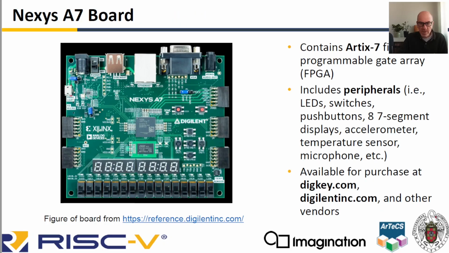Most of you probably are familiar with the Nexus A7 board, which contains an Artix-7 FPGA, includes many peripherals such as LEDs, switches, push buttons, and some others, and is available for purchase at DigiKey or Digilent and other vendors.